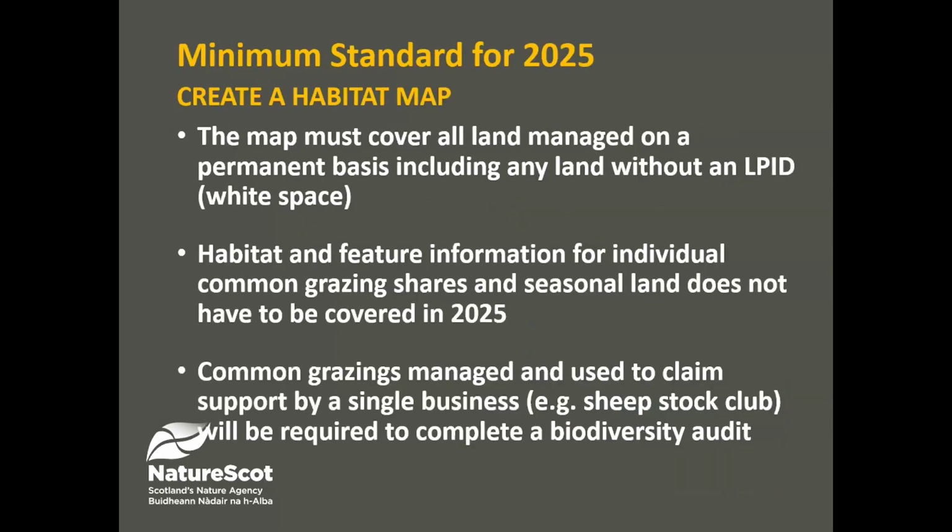So in terms of minimum standards for 2025, the key thing is to create a habitat map. That's really to give you the ability to baseline all the habitats and features you've got that are already delivering for biodiversity. So as Barry said, it's to cover all the land managed on a permanent basis, including any land without an LPID or white space. If you've got common grazing shares or seasonal land, you don't need to map these for 2025, but you do if it's a single business, for example, a sheep stock club managing common grazings and doing one support claim, in which case you will do a biodiversity audit.